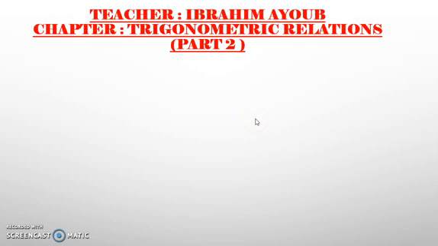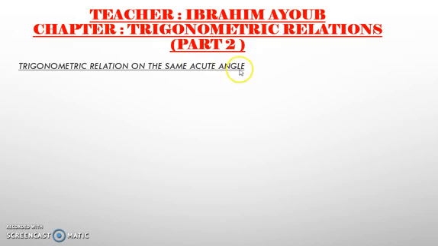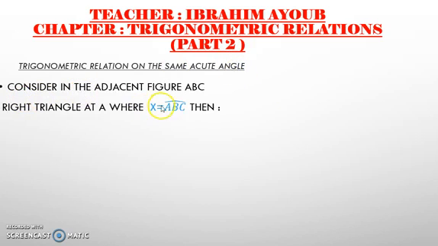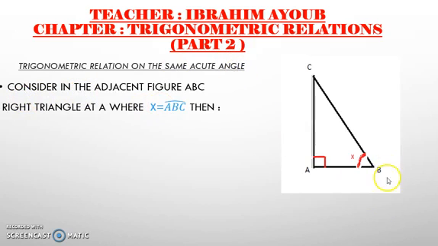Dear student, today is the second presentation of our chapter Trigonometric Relations. So let's start with trigonometric relations on the same acute angle. For this, take a right triangle ABC and fix the angle B as x. Then the sine of x and the cosine of x are between 0 and 1. This is the first rule.